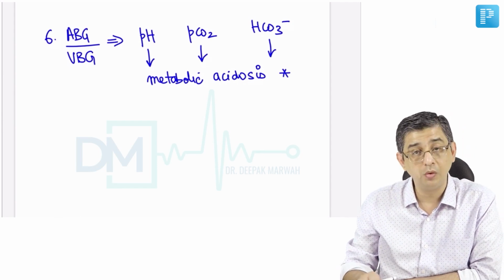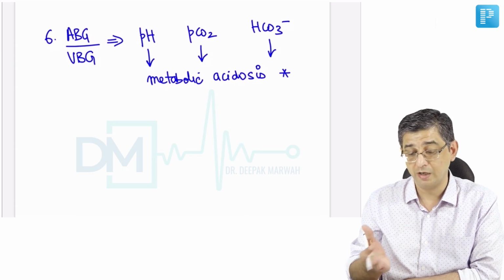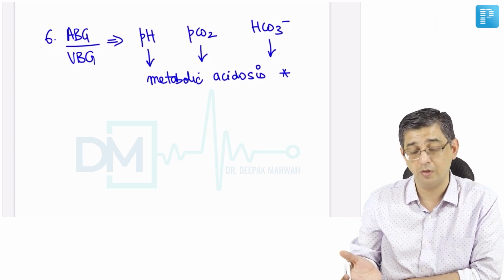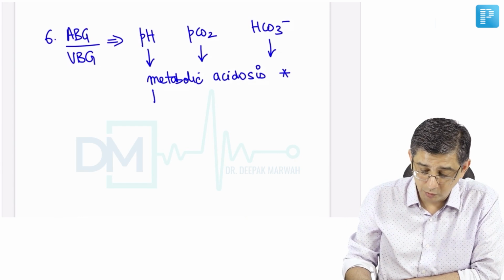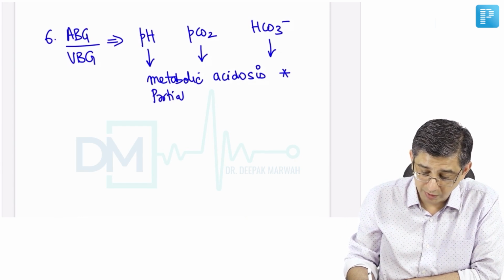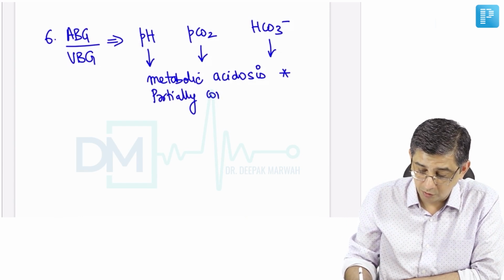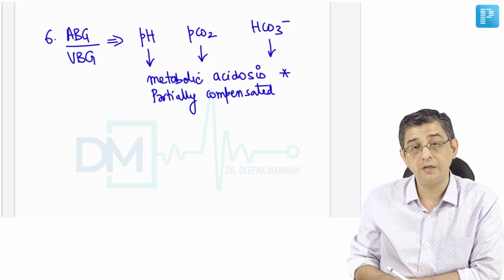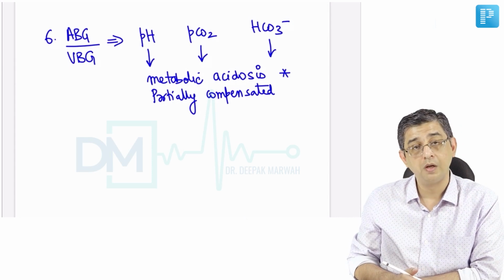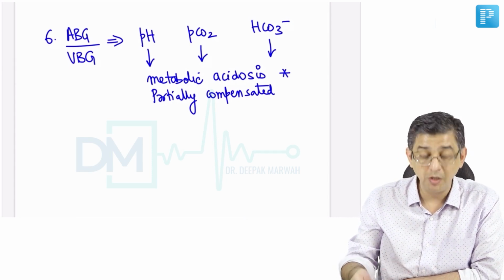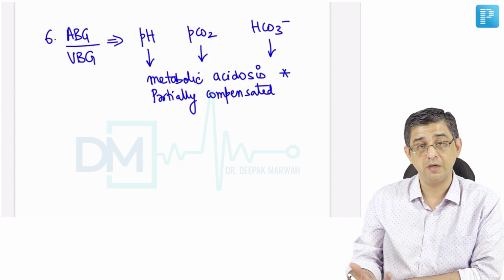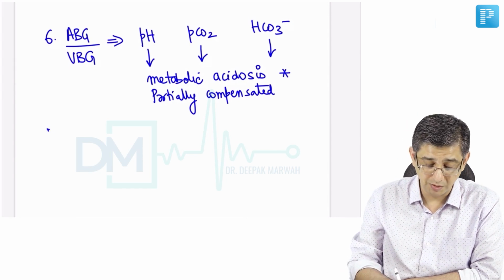If carbon dioxide is low, it means the hyperventilation has started. That means it is partially compensated metabolic acidosis. So if this is the report given to you, because carbon dioxide has become less, we are calling it partially compensated. Why not fully compensated? Because pH is not normal. If PCO2 is normal in this report, I will say uncompensated metabolic acidosis is present in the patient.